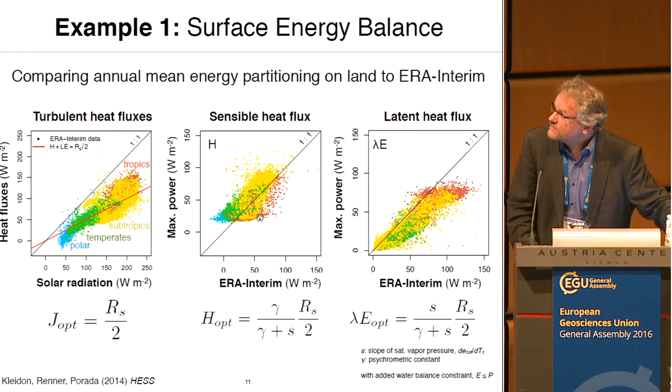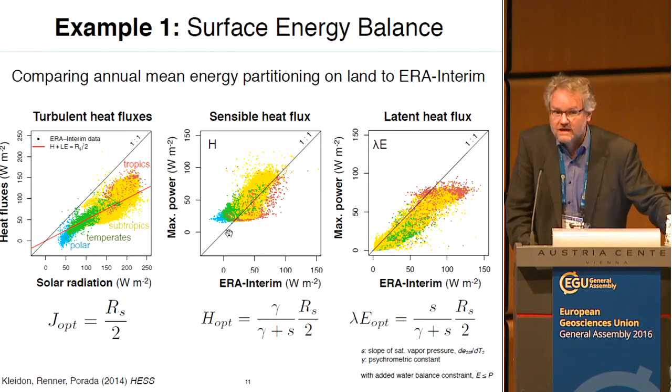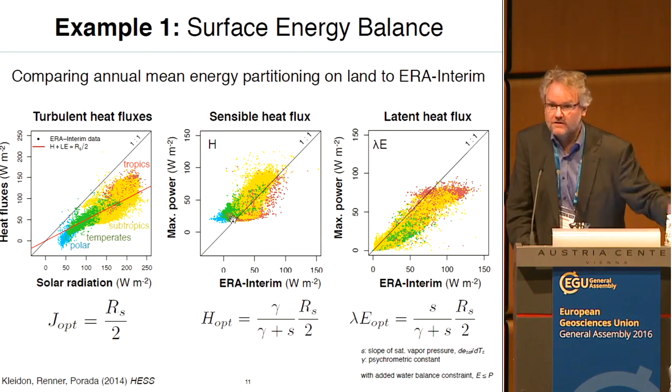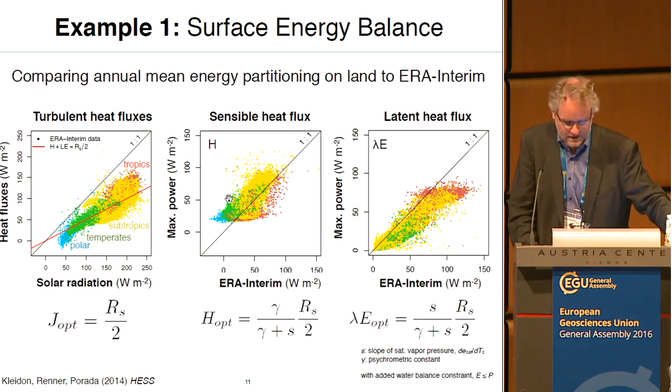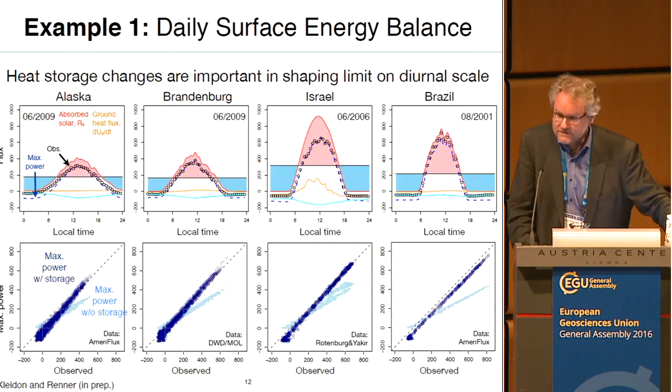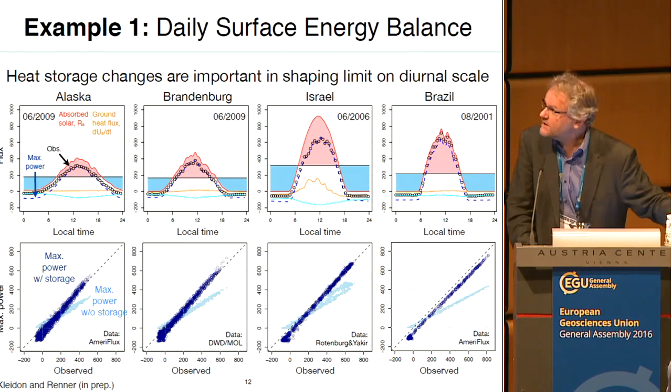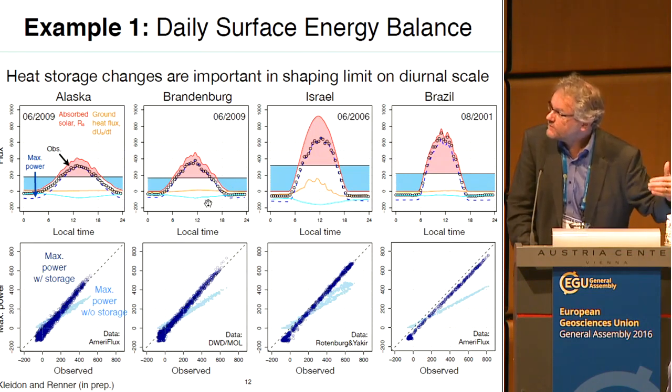And then we can also separate this further into sensible and latent heat. But you know, the agreement is actually pretty good as a first-order guess of how large these fluxes should be. We also went further and looked at the diurnal scale to see how fluxes follow the diurnal variation. There we had to make a slight adjustment to the thermodynamic limit because we need to account for heat storage changes in the atmosphere as boundary layers grow and shrink. And that alters the thermodynamic limit.